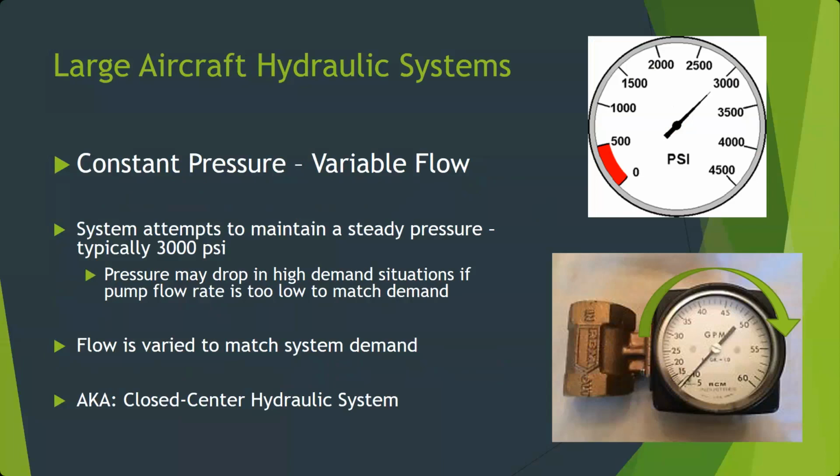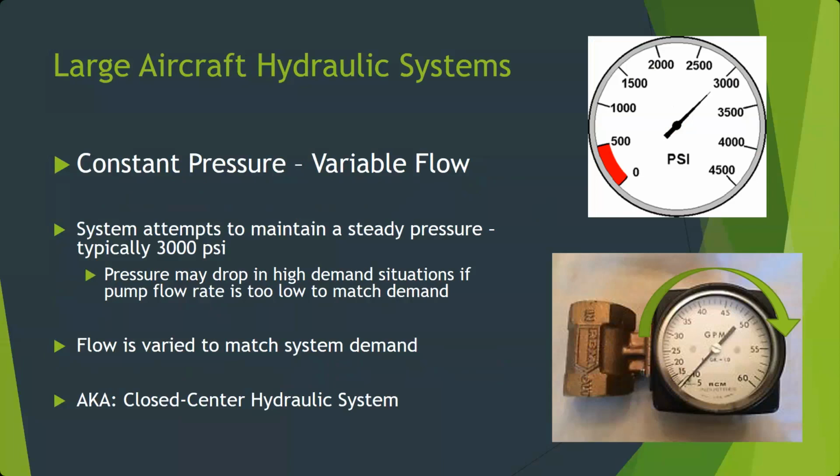And when we're not really activating much of anything, it should stay at 3,000 psi most of the time. The flow is varied to match the system demand as much as possible up to the max capacity of the pump. And these are known as closed center hydraulic systems. We'll do a quick comparison to the open center systems that are on small aircraft.